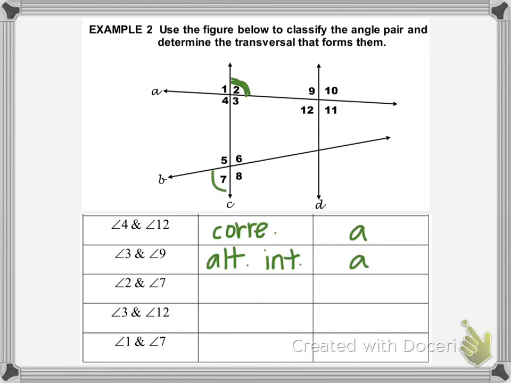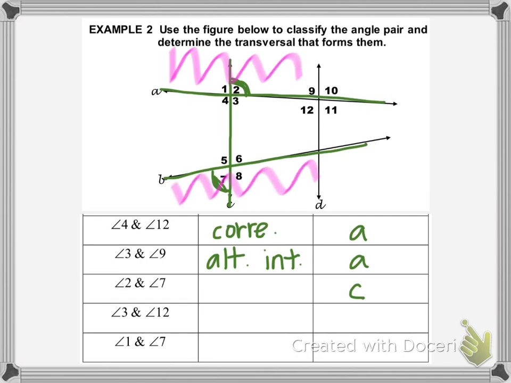Now let's look at angles 2 and 7. They both belong to line C, which means C is your transversal. C crosses through A and B, so we can ignore line D and its angles for now. 2 and 7 are both in the exterior region, which means they're exterior angles, and if you notice, they're on separate sides of that transversal C. 2 is to the right, 7 is to the left. So they're on different sides of the transversal, so they're alternate. And since they're in the exterior region, they're alternate exterior angles.